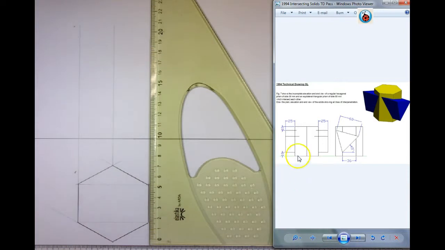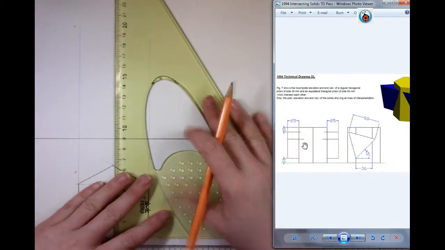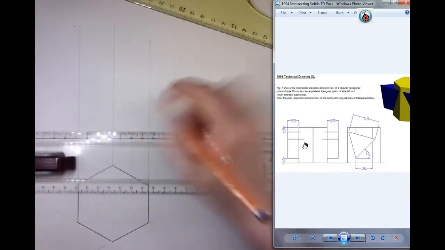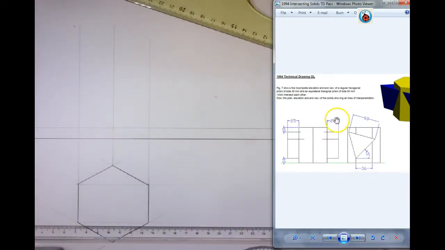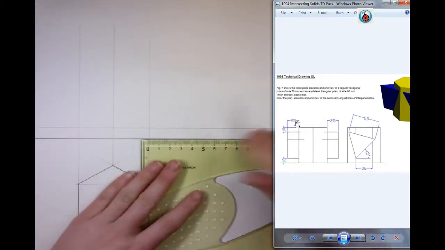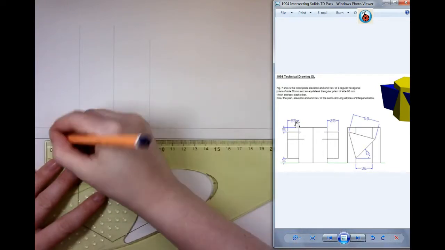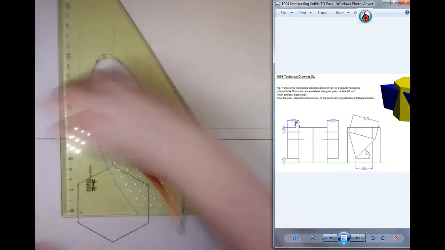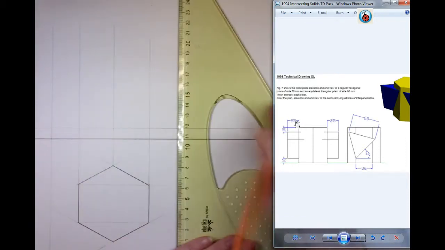Now I'm given a height here of 10. I can't do anything else at the moment, so I'm just going to draw up my 10 and draw a horizontal line. Now we're told from the side we're going to have a 25 and a 25. I'm going to measure those two 25s. They're going to be the sides of my equilateral triangle.